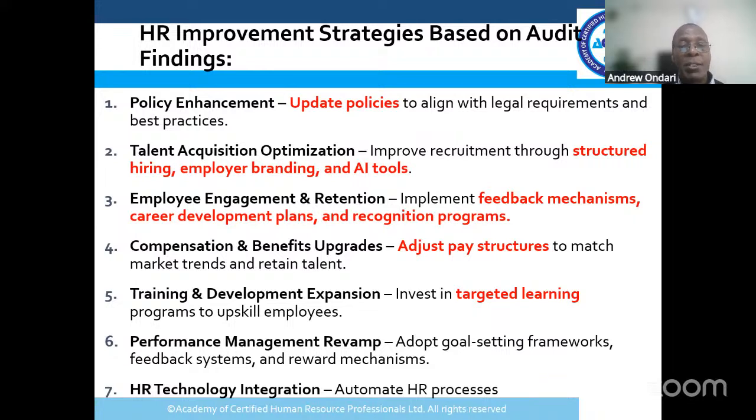Number 6 is compensation and benefits upgrades. When you have done your benchmarking, especially with those industry leaders, you may have to adjust your pay systems so that your employees are motivated and are able to produce desirable results.